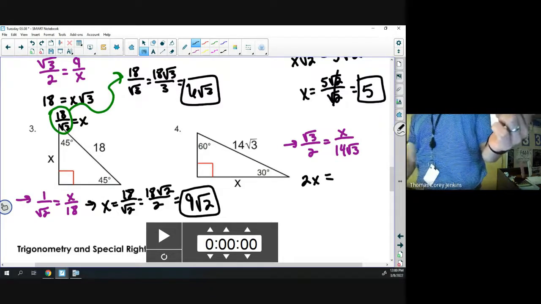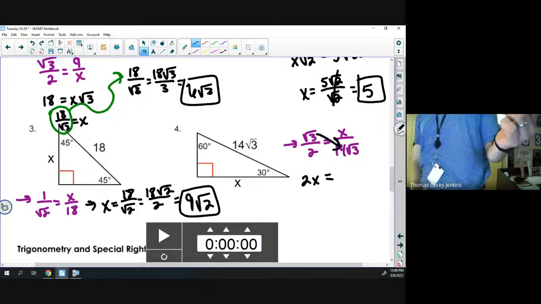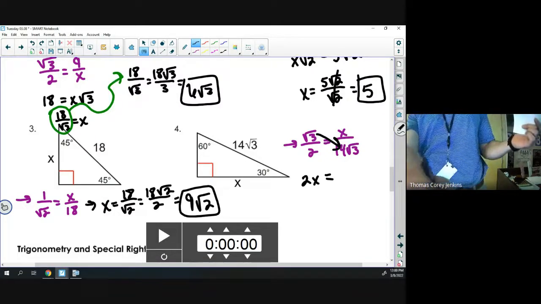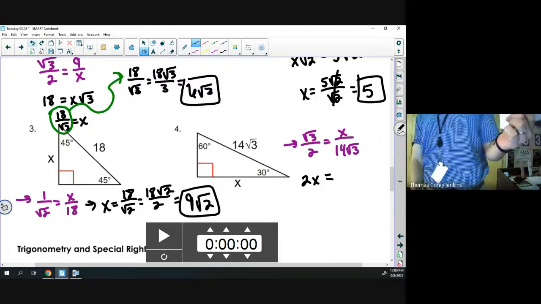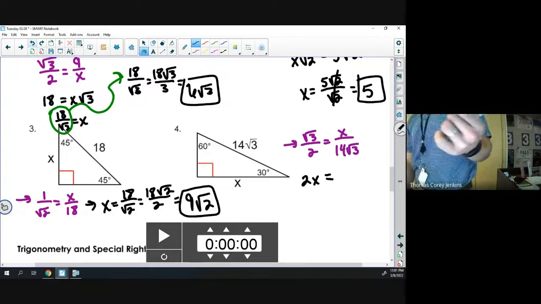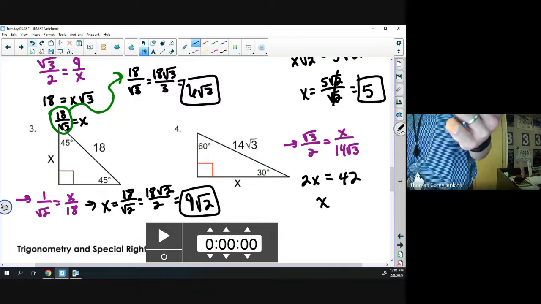Focusing more on the algebra here, you may have had trouble if you got this far with that multiplication. So that would just be 14 times the square root of 3 times the square root of 3, right? Which is just 14 times 3. So that gives you 42, and just divide by 2 to get 21.